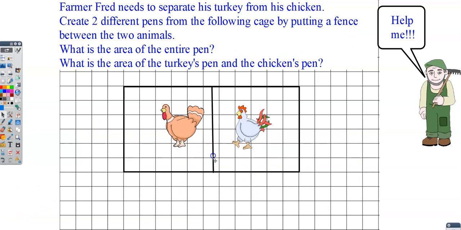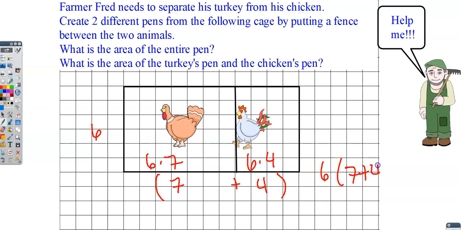Let's say we only give the chicken 4 units, right? So that makes this part 7 units, and then I have 4 units here, and I know that the width is still 6. So the area of this portion becomes 6 times 7. The area of this portion is 6 times 4. Now what I want you to look at is, think about, this is the sum of 7 plus 4 times 6. And here's how I write that. The sum of times 6.